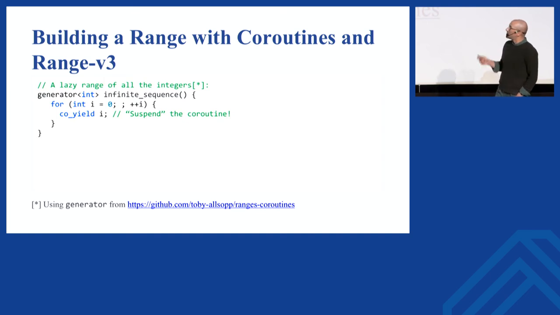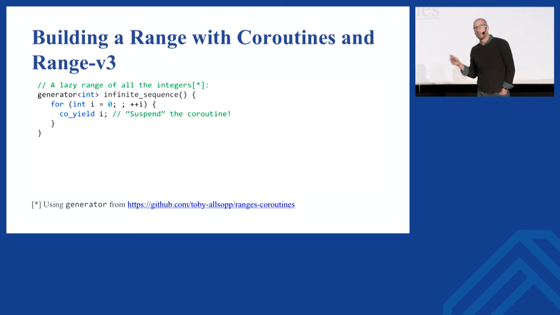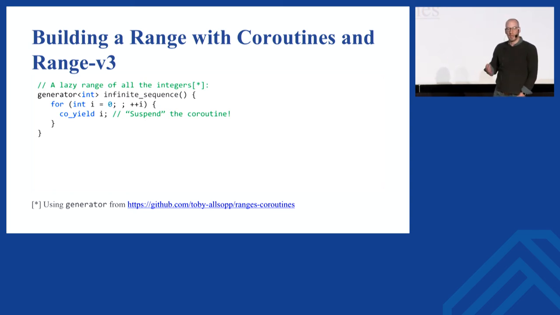Okay, the nice thing about coroutines, as with C# iterables, and also generators in Python, is that it makes it really, really easy to build a range of things. So for instance, here's a type that somebody wrote using coroutines called generator int. And here's where you could find the implementation of that.